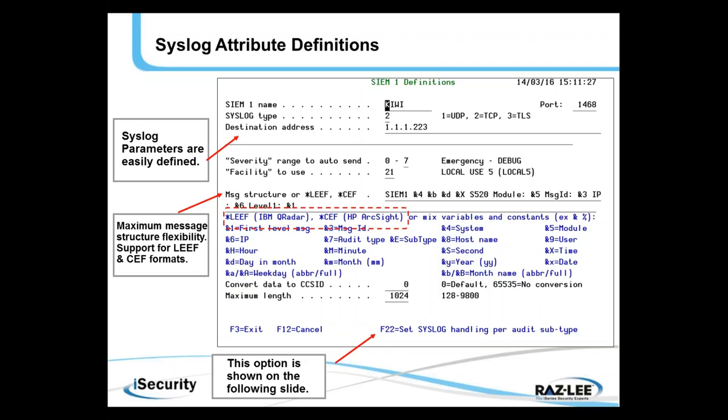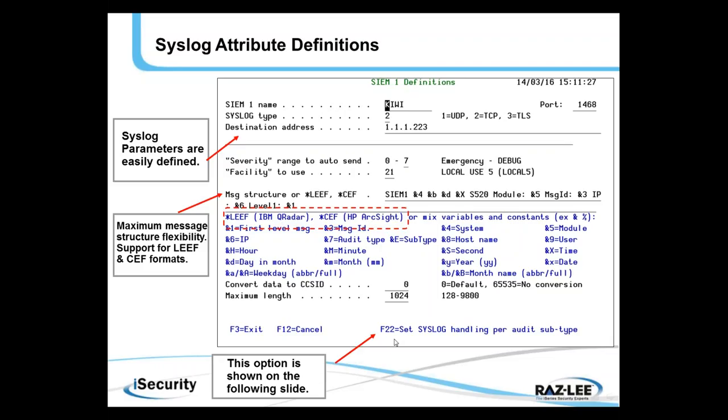These are the lower level definitions for each specific SIEM product, one of 3 that we support. And you can see that the parameters are easily defined, the syslog type and the destination address, and the message structure is very, very flexible. What we have written here on the message structure can actually be replaced by asterisk LEEF or asterisk CEF, just one simple keyword, which is how we support, of course, QRadar and ArcSight.